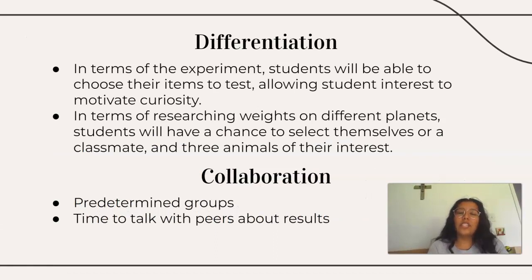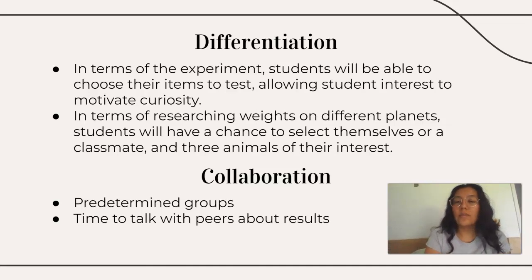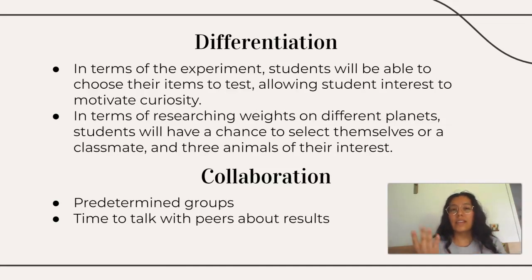So in terms of differentiation, for the experiment, the students will be able to choose their items to test, allowing student interest to motivate their curiosity. I did give them a list of objects, which is included in the materials, and that will be presented in the back of the classroom. However, if they had a personal item that they wanted to test out along with a classroom item, they could do that, and I'll show you that a little bit later.